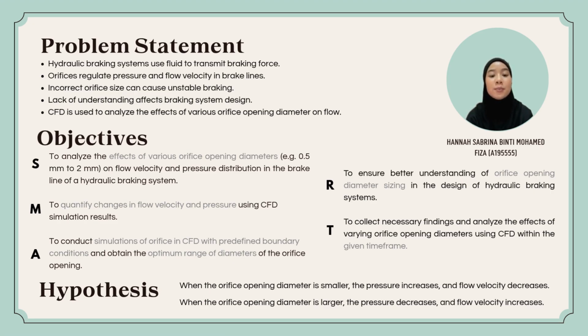Thus, it is of utter importance to control the flow of the hydraulic fluid to ensure efficient and responsive braking. Orifices are used to regulate and measure flow, but in the case of hydraulic braking system, it is used to regulate pressure and flow velocity within the brake lines. Incorrect sizing of the orifice may lead to unstable braking. This means that a lack of detailed understanding of how the orifice opening diameter directly affects flow behavior can result in poor performance of the braking system.